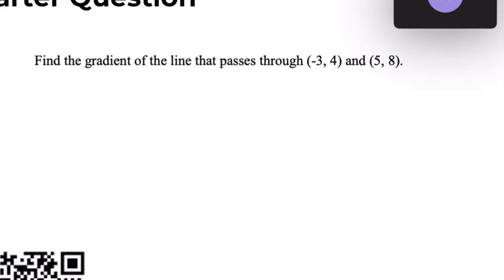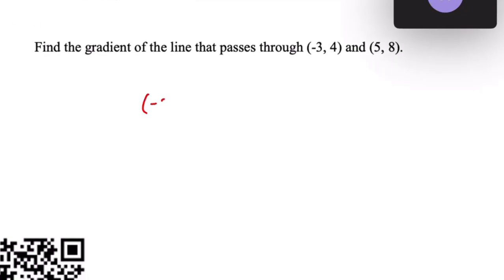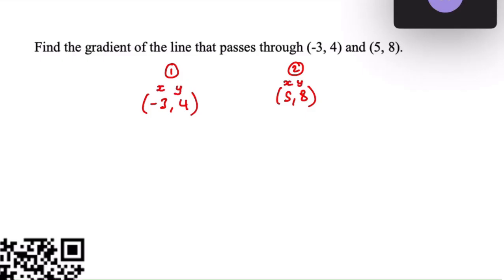If we have a look at answering this, we've got two coordinates: -3, 4, and then 5, 8. Two sets of coordinates there. We're going to label one of them as 1 and the other as 2, and label them x, y, x, y, because we know that the first coordinate is x and then the next coordinate is y. All we're going to do is the second coordinate subtract the first coordinate. Remember, to work out the gradient means the steepness of the line.